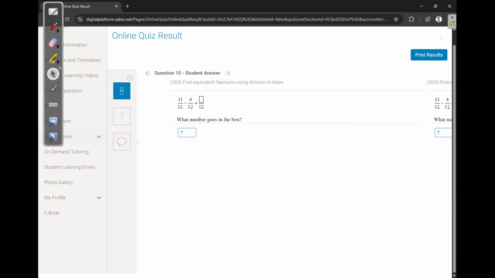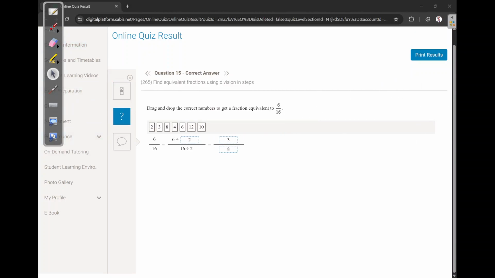Question 15. 6 out of 16 equals 6 divided by 2 over 16 divided by 2, because we divide by the same number. So it says 3 out of 8, because 6 divided by 2 equals 3, and 16 divided by 2 equals 8.